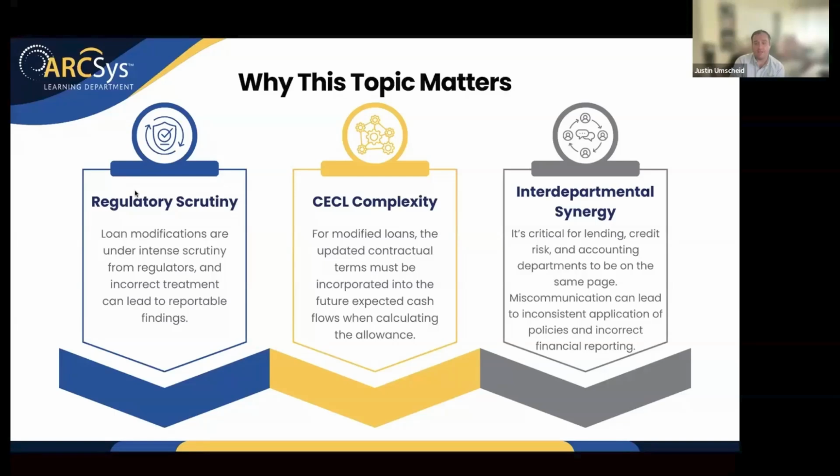And then lastly, is just this interdepartmental synergy, right? Making sure that the accounting department is working with other departments who are making the modifications, getting clear communication to them when modifications are made, and the specific changes to the contractual terms that are being made, because all of those things are going to end up being needed to be tracked and then disclosed on an annual basis.